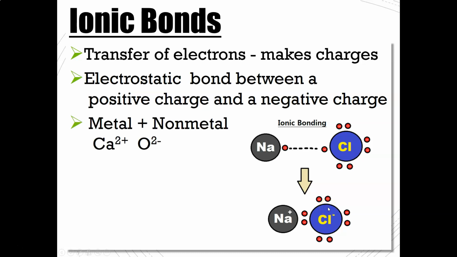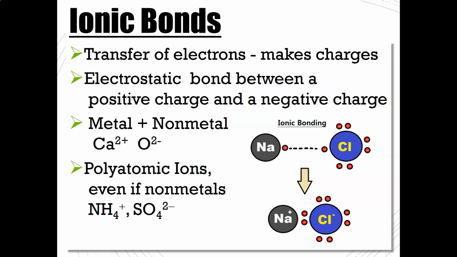Typically, they're going to be a metal and a non-metal. Metals like to make cations, non-metals like to make anions. Metals like to give away electrons, non-metals like to gain electrons. It's a perfect pair. There is an exception. We can have polyatomic ions that can bond as long as you have a cation and an anion. You do need to have a plus and a minus charge, okay? And then they'll be able to have that electrostatic attraction.